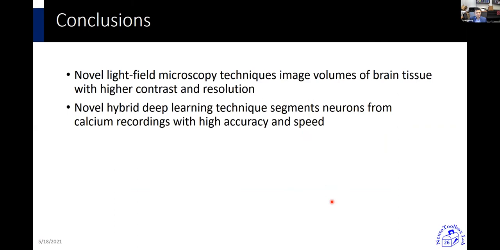Okay, so to wrap up, I've described light field microscopy that can increase contrast and resolution, and I've described these deep learning algorithms that can improve accuracy and speed.